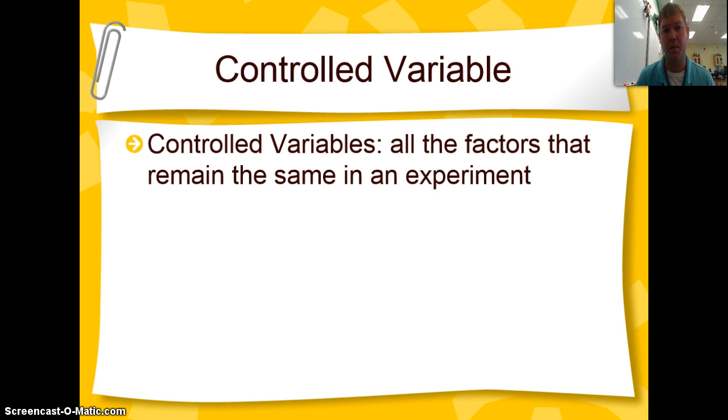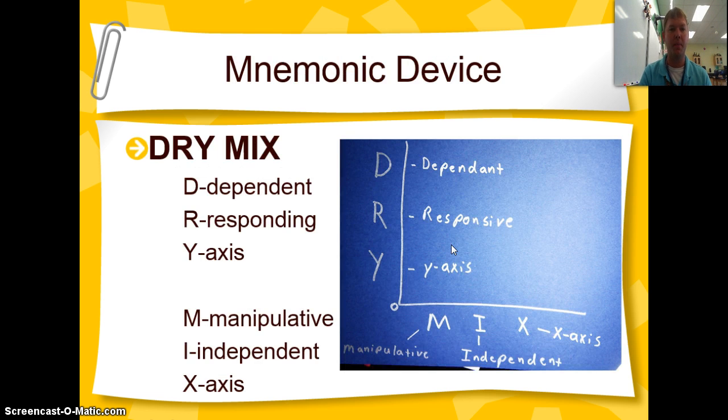Finally, controlled variable. Controlled variables are pretty simple. It's all the other factors in the experiment that remain the same, that we have to keep the same, because you only change one variable at a time. So these are controlled variables, everything that you keep the same in the experiment.